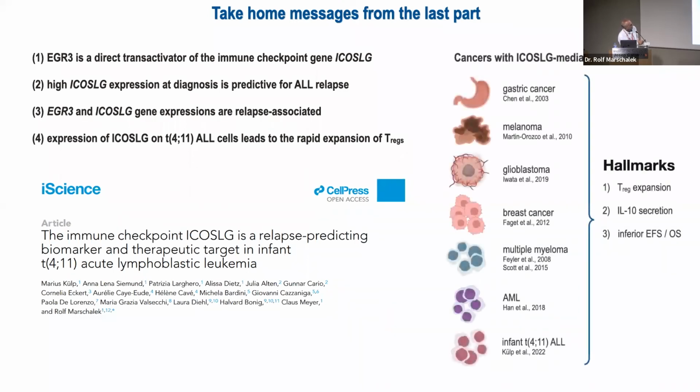And the problem is it's not only in infant leukemia what we published, other people have published before exactly the same for gastric cancer, melanoma, glioblastoma, breast cancer, multiple myeloma, and AML, that this expansion of regulatory T cells, which can be monitored by interleukin-10 secretion, is predictive for inferior outcome.